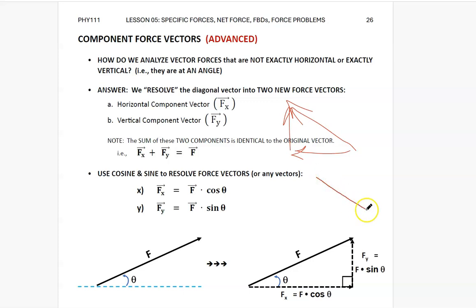If I had a force vector pointing down like this and we wanted the components, we would make a right triangle, and you'll notice the vertical vector is pointing down and the horizontal vector is pointing to the right. So you can get all kinds of combinations depending on the angle of your original force vector. All right, so let's keep going.